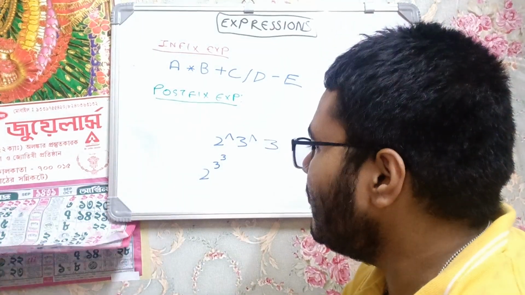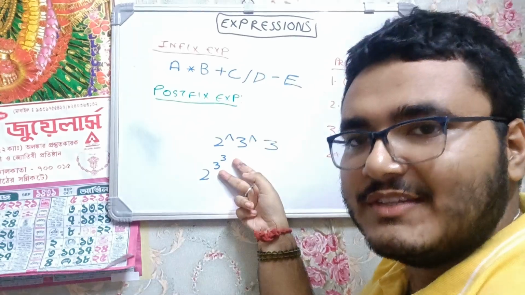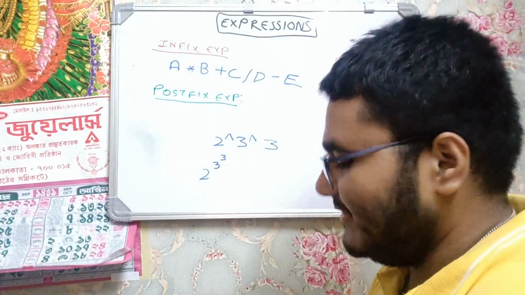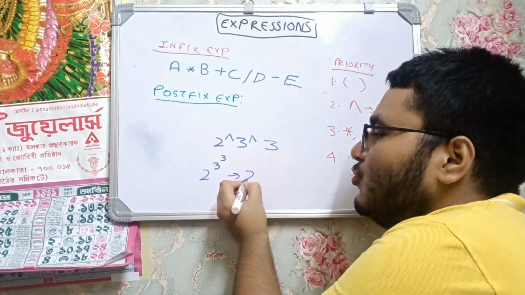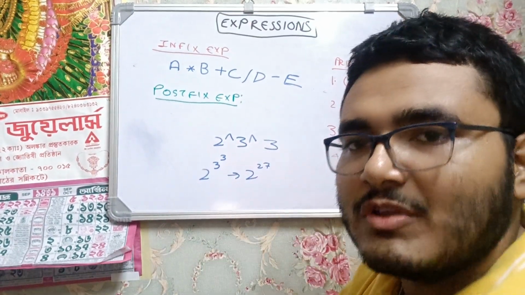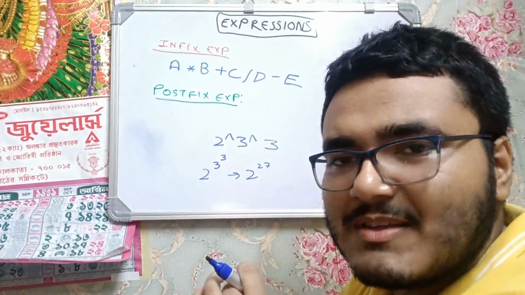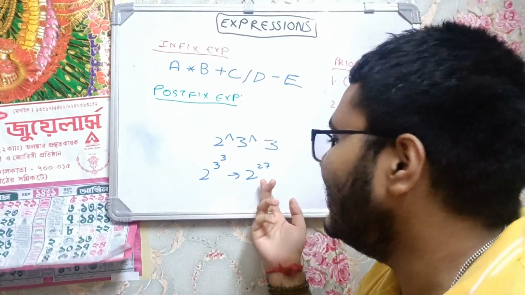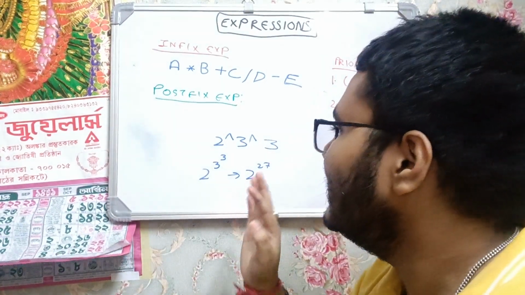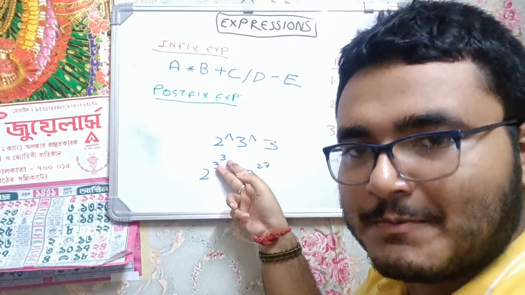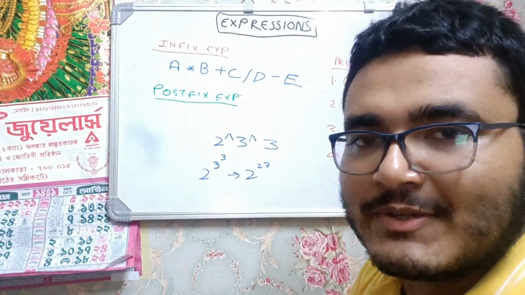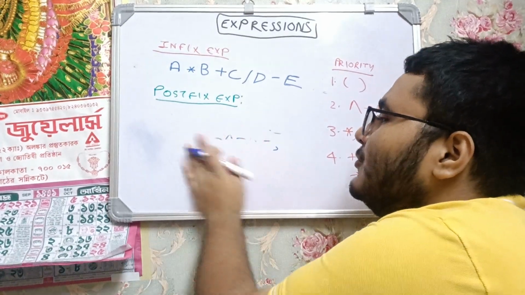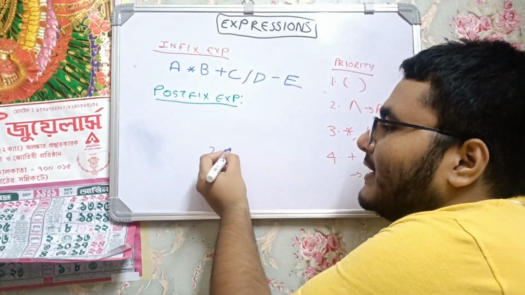If you apply your common sense, of course you will solve this portion first, right? Then whatever result you get, that is 2 to the power 27, then you are going to calculate 2 to the power 27. This is just an example I am saying, otherwise it's of course not an easy task to calculate 2 to the power 27. But you will solve this part first, then this part. That is why the associativity of caret is right to left.